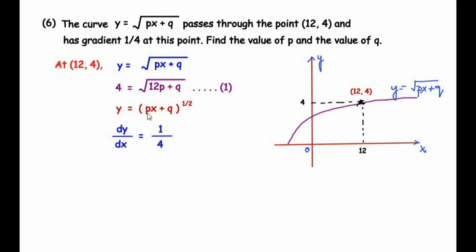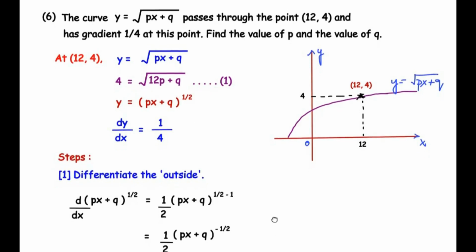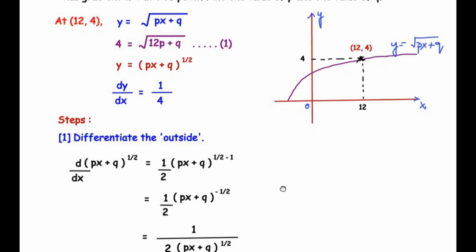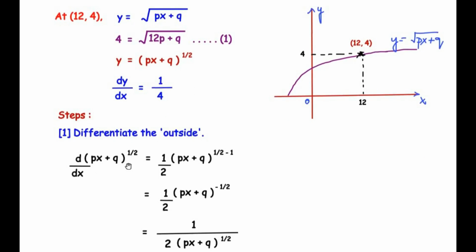So let us start with step number 1, that is differentiating the outside. So here d by dx of (px + q) to the power of 1/2. Now using the power rule, we are going to take the power down, that is 1/2 comes out, and for px + q, the power reduces by 1, so we get 1/2 minus 1. Now simplifying this, we get 1/2 times (px + q). Now 1/2 minus 1 gives us minus 1/2.